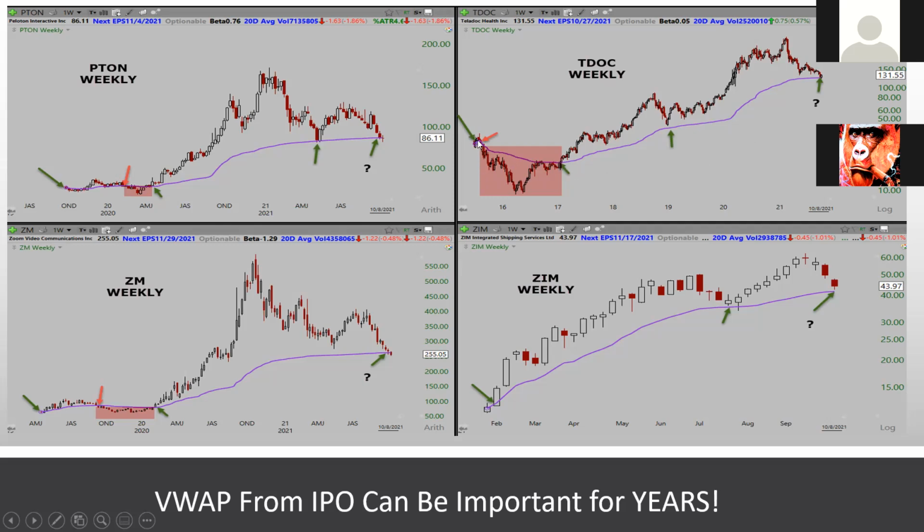Teladoc came public. Buyers were in control a little bit, underwent some distribution and stayed under the volume weighted average price for over a year. But then buyers took back control. And here we are, we're bouncing somewhat. I think it's about 135 or so. Zoom. Who knows if that's going to hold? Is that trend over? How about ZIM, the shipping company?